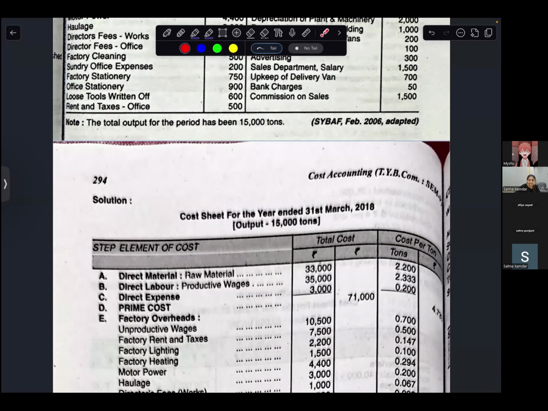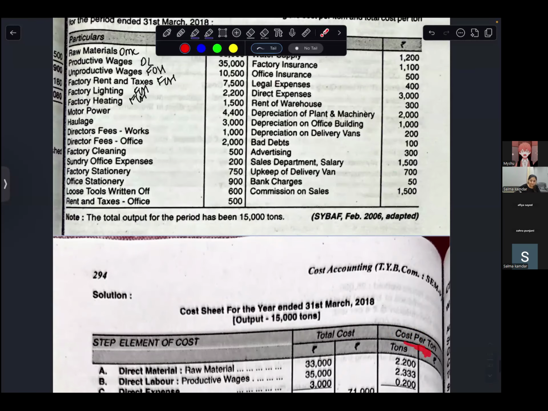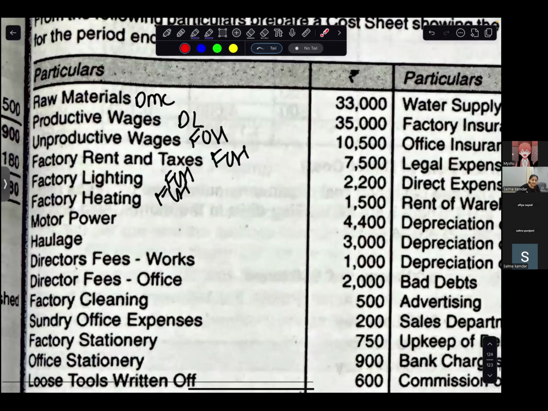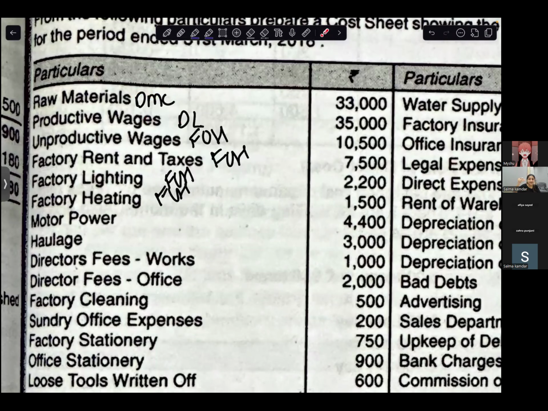I hope you're with me. Yeah. Or it would be the cost per ton. Then we are going to do the markings. Raw materials, DMC. Productive wages, DL. Please be mindful, we will use our headings: direct material, direct labor, direct expenses, prime cost.